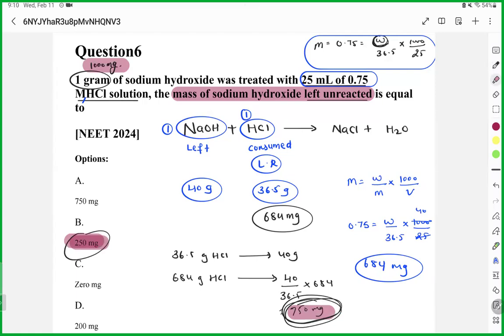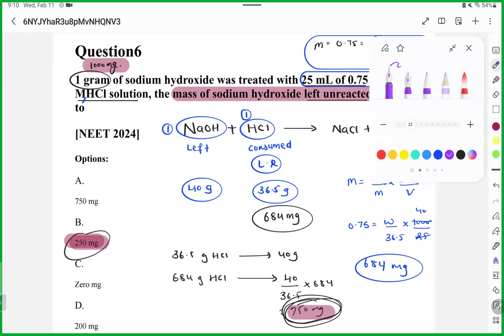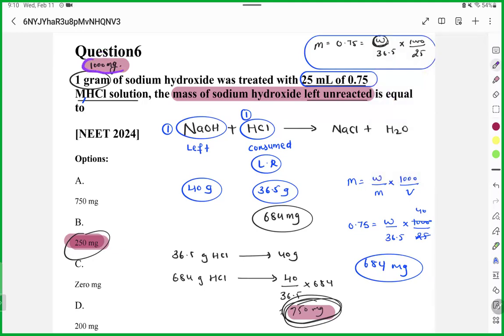Any doubt? First calculate the amount of HCl given in the question. Based on that, you can calculate how much NaOH will be utilized. Here the total amount of NaOH available was 1000, out of which 750 is consumed. What is the remaining? They are asking the remaining, 250. Make sense, guys? Now tell me, how many of you have doubt?